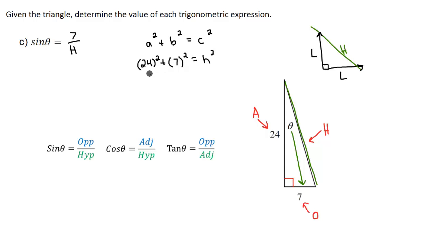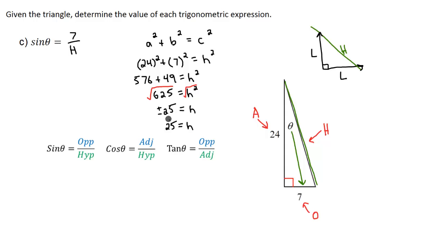To solve it, we're going to square 24 and square 7. That gives us 576 plus 49. Then we could add them together. That gives us 625. And then to get rid of this squaring right here, the opposite thing to do would be to take the square root of it. So there's the square root. The answer for h is going to be plus or minus 25 because that's the square root of 625.